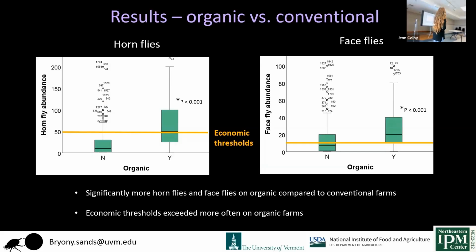I just wanted to look at the organic farms versus the conventional farms first. These figures show horn fly abundance up the side there, and this one is face fly abundance, and whether the farm was organic or not on the bottom. And these gold bars show the economic threshold. The fly populations above those levels are when we want to be thinking about treating to stop economic losses. We can see that for both horn flies and face flies, there were significantly more flies on cows on organic compared to conventional farms, and the economic thresholds were more often exceeded. That just highlights how difficult it can be for organic producers to control these fly populations, and we need to be thinking about other methods to help out with that.